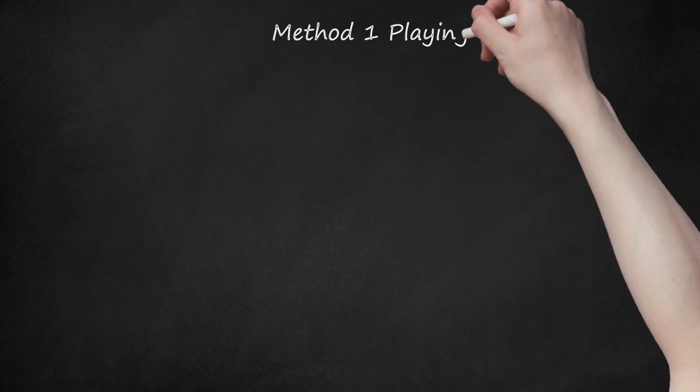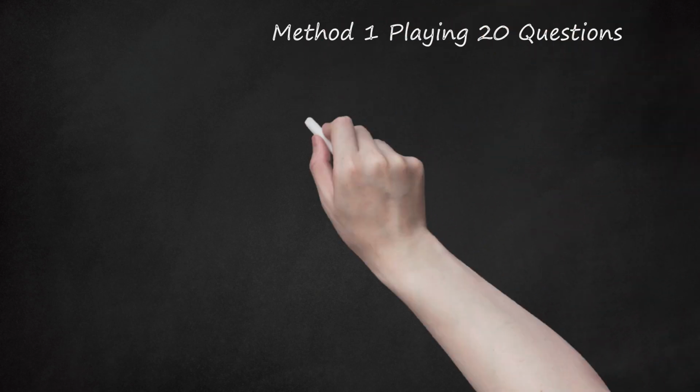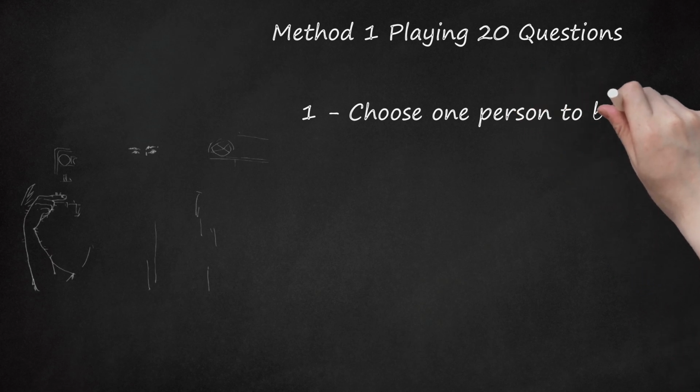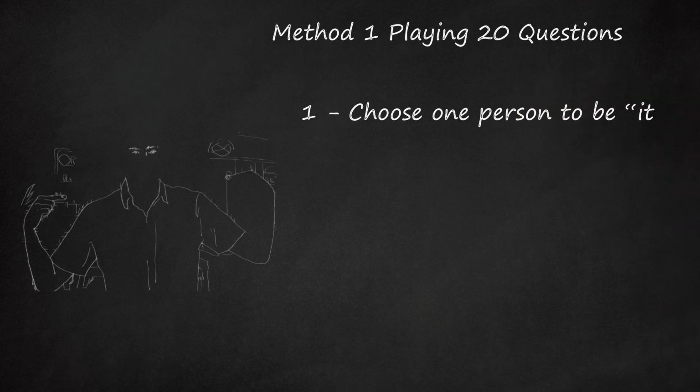Method 1. Playing 20 questions. 1. Choose one person to be it. This person is the answerer and responsible for choosing the objective for each round. The objective is the person, place or thing that the other players are trying to figure out. For example, the person can be living, dead, or even a character from fiction. The place can be anywhere on the globe. The thing can be any inanimate object.